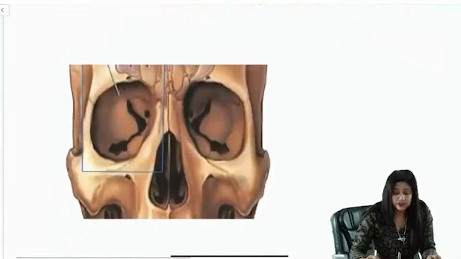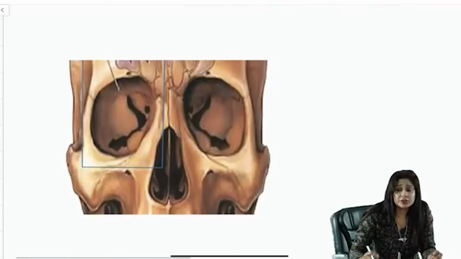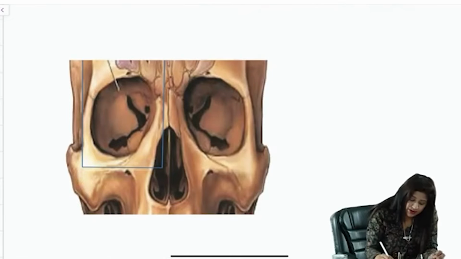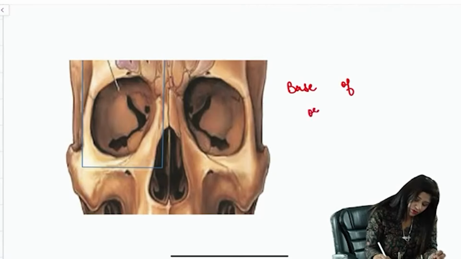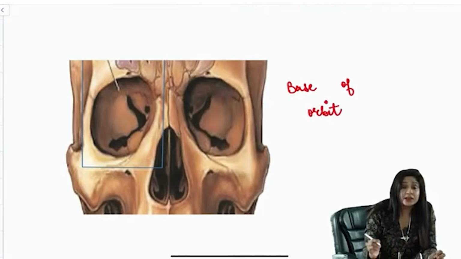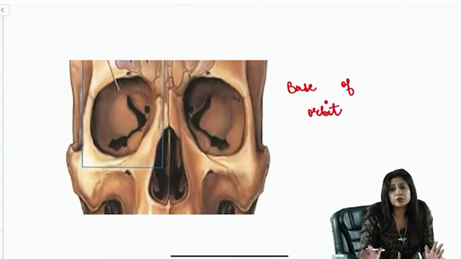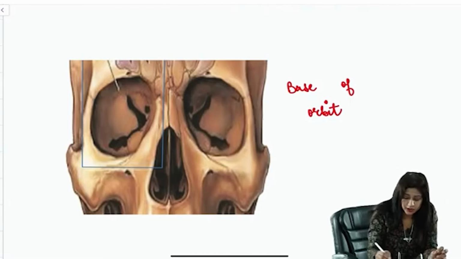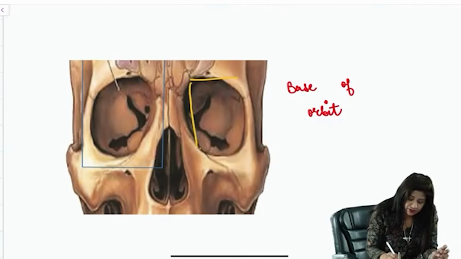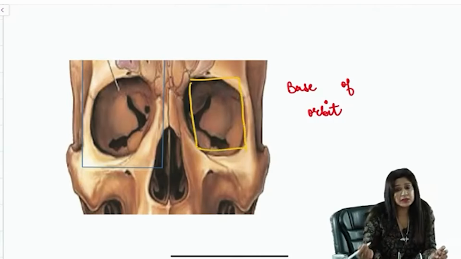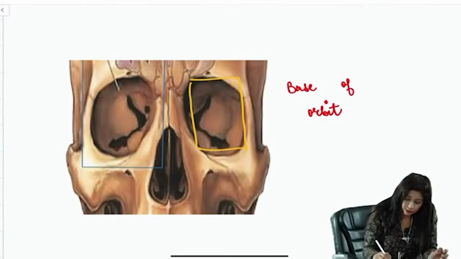Right? Now see the next one. Next page, this is the base of the orbit. How many walls can you see inside this base of the orbit? How many walls are you able to see? 4 walls. We have superior, medial, then inferior, and then this is lateral. So these are the 4 walls. Therefore, it is called the quadrangular.